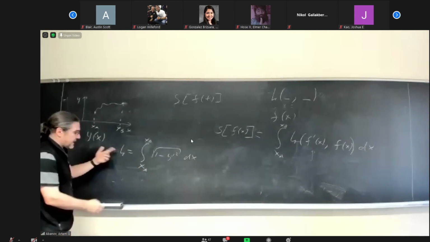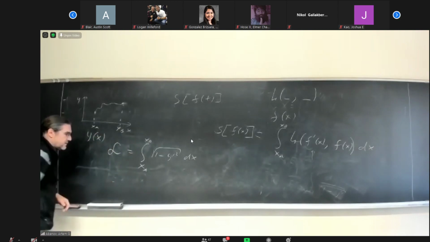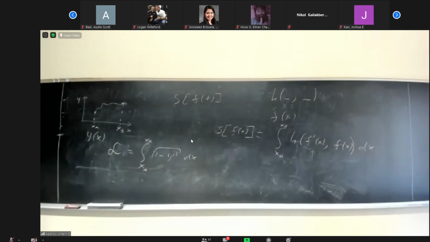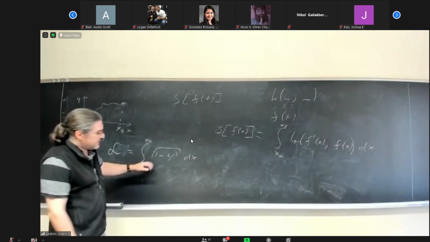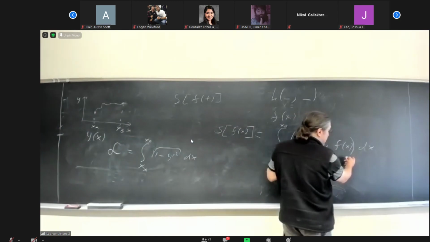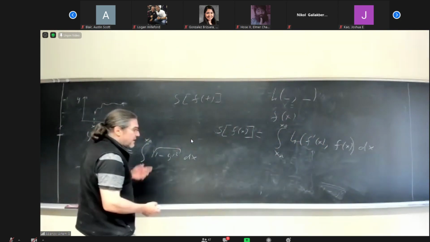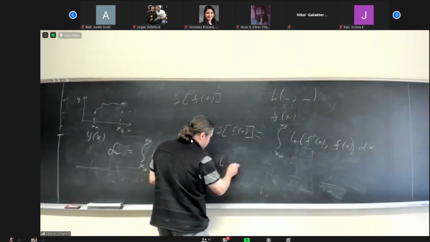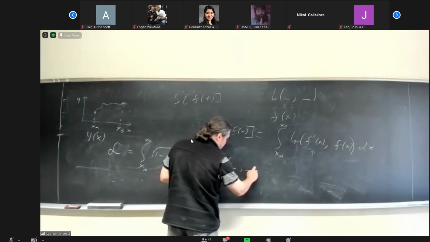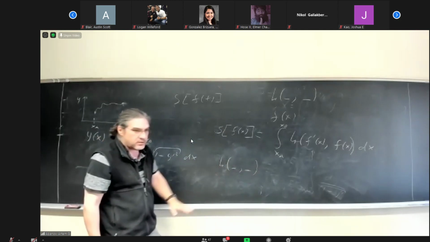Right? This is my length now. Let me use another letter. It's a calligraphic L. All right. So now look at this. That has exactly the same form as this one, right? So my function L here, which was a function of 2 arguments, it turns out that it does not depend on the second argument at all.